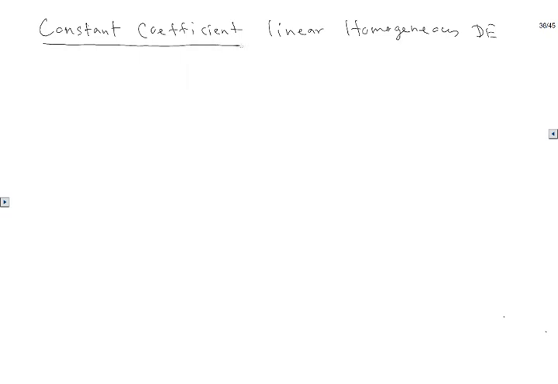In this video, we are going to learn what we call the constant coefficient linear homogeneous differential equation. In short we just call it a constant coefficient equation, but you have to be careful, it has to be linear and homogeneous as well.